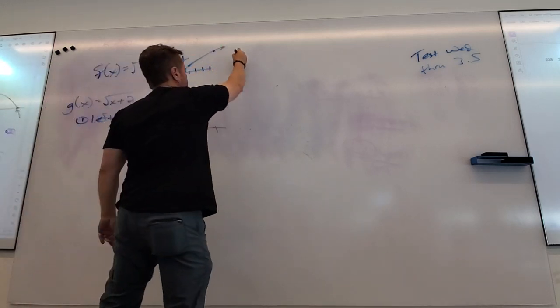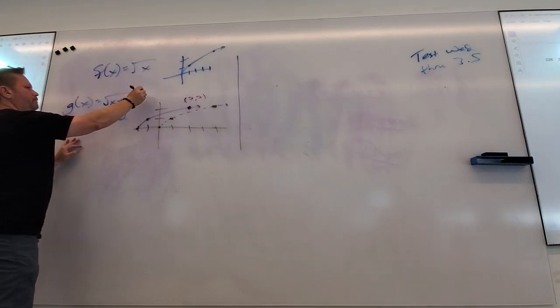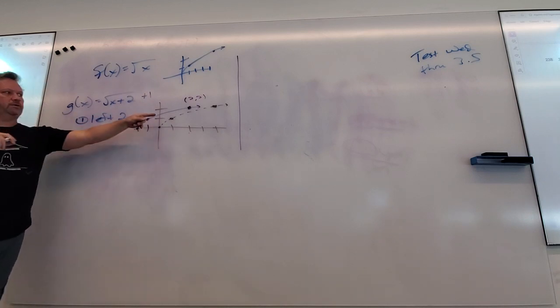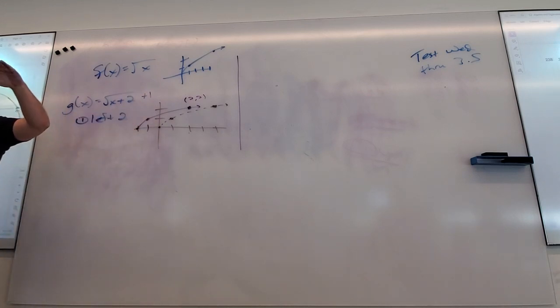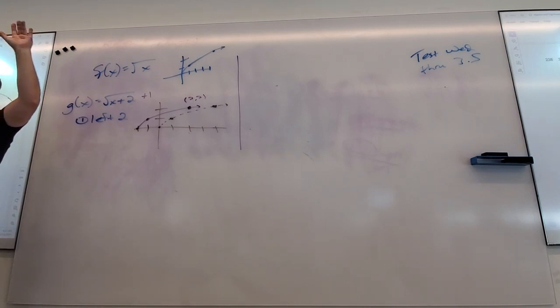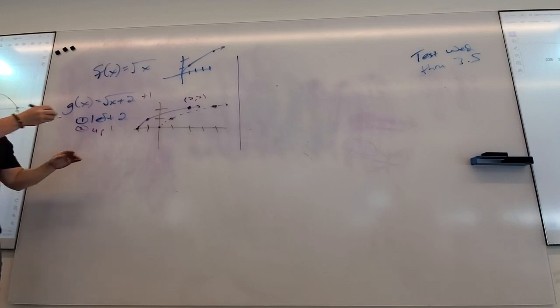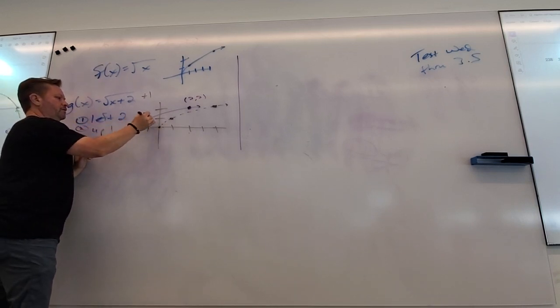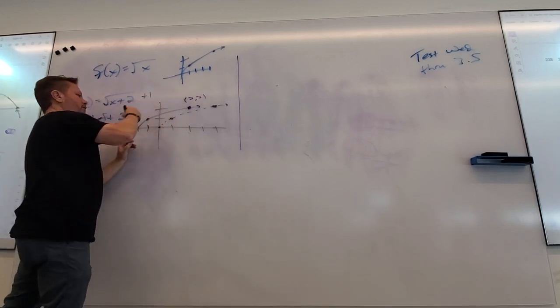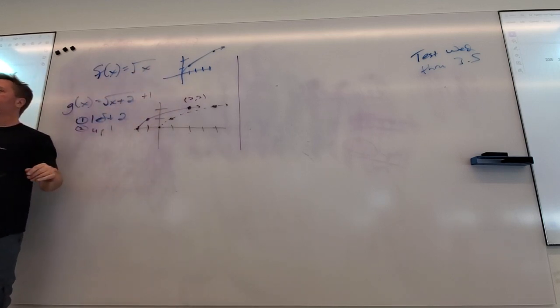The one thing we didn't look at, so what would happen if I put a +1 outside? What would that do to this picture? Every point would just go up 1. So then my list would look like left 2, up 1. So I would take every point back 2, up 1, back 2, up 1, back 2, up 1, and then I would just fill in the graph.